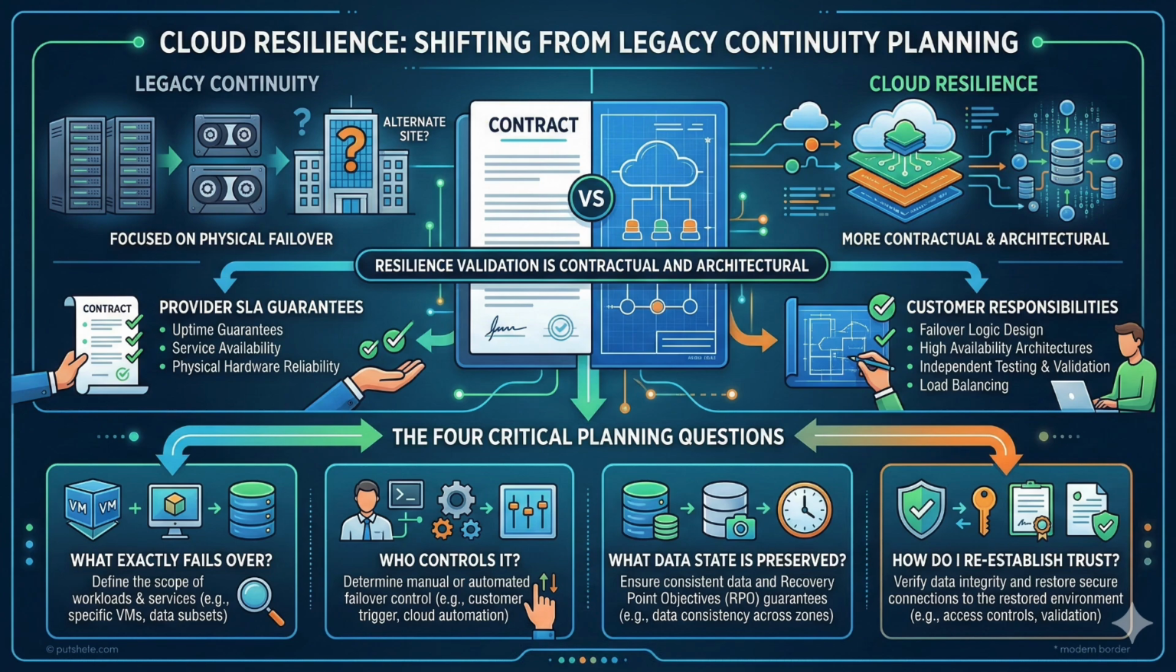The planning question is no longer just, where is my alternate site? It is also, what exactly fails over? Who controls it? What data state is preserved? And how do I reestablish trust in the restored environment?